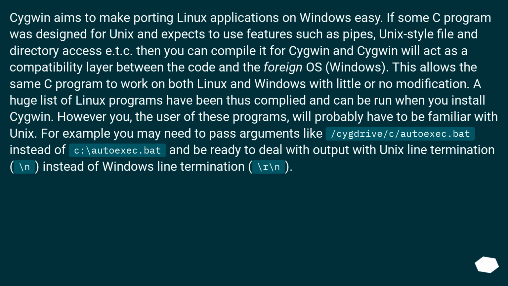However, you, the user of these programs, will probably have to be familiar with Unix. For example, you may need to pass arguments like /cygdrive/c/autoexec.bat instead of c:\autoexec.bat, and be ready to deal with output with Unix line termination \n instead of Windows line termination \r\n.